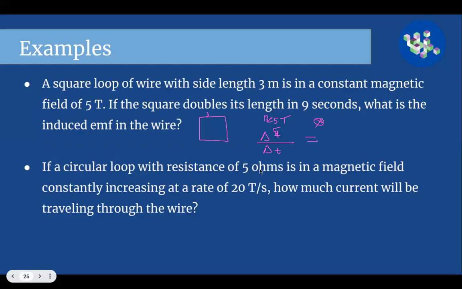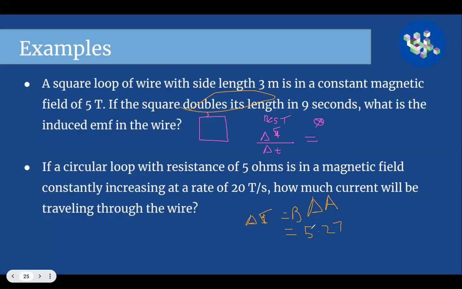Okay, what's delta flux? Well, delta flux would be equal to B times delta A, because right now my magnetic field stays constant. Well, what's delta A? Everyone knows the area of a square, so it will be 5 times delta A, where the square doubles its length. Originally it was 3 meters long, and now it's 6 meters long. So if you do the change in the area, you'll find 5 times 27, because it's 36 minus 9. That equals the change in flux.